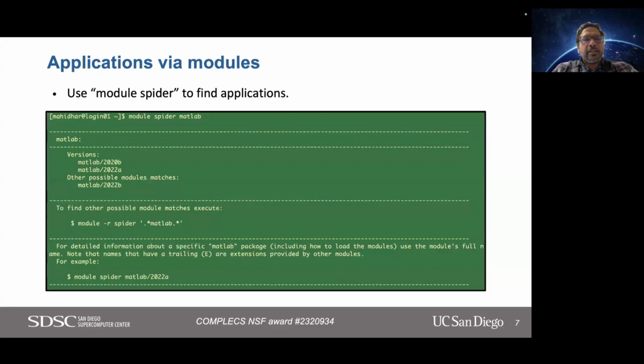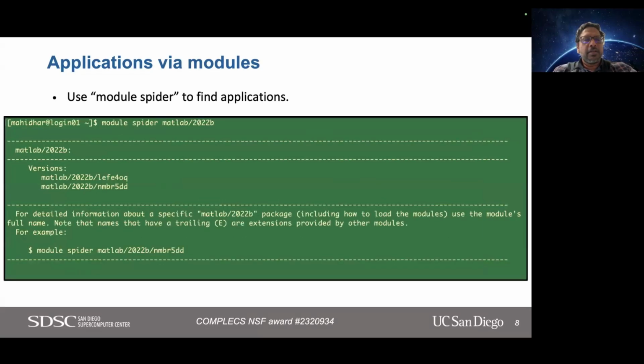So, using module spider to find applications. Here is an example: if you do a module spider MATLAB, it's going to give you all the different versions. We'll do a little bit of hands-on from my account just to show you how that looks. The output is essentially going to give you various versions. And if you take a specific version and do a spider on that, and there are two different modules with the same version, it'll show you that.